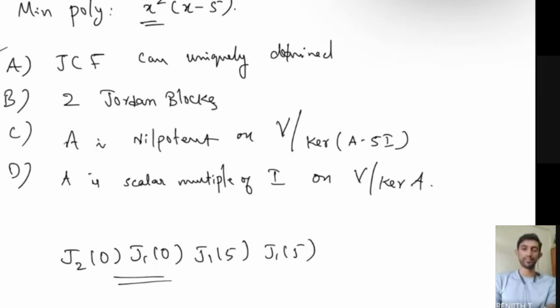What about option B? They are asking about 2 Jordan blocks, but we have 4 Jordan blocks. You should not be confused between Jordan segments and Jordan blocks. Here there are 2 Jordan segments, corresponding to 0 and to 5, but there are 4 Jordan blocks. So we can say nullity is 4 here. Geometric multiplicity of 0 will be 2, geometric multiplicity of 5 will be 2, like that. A lot of results you will get from here.